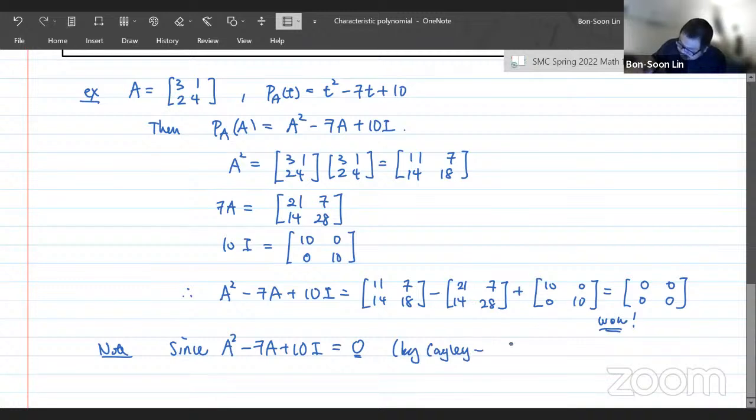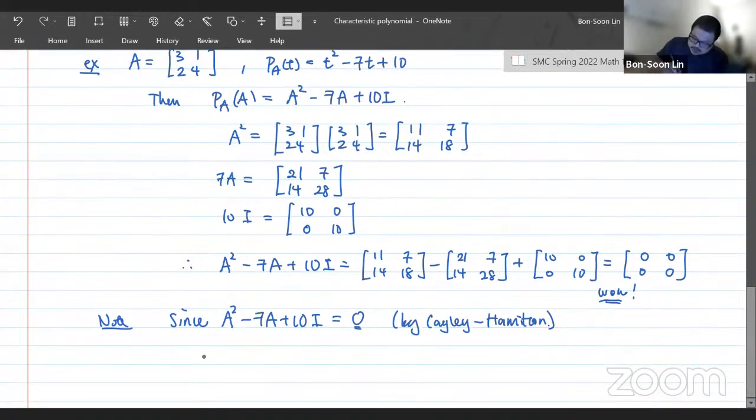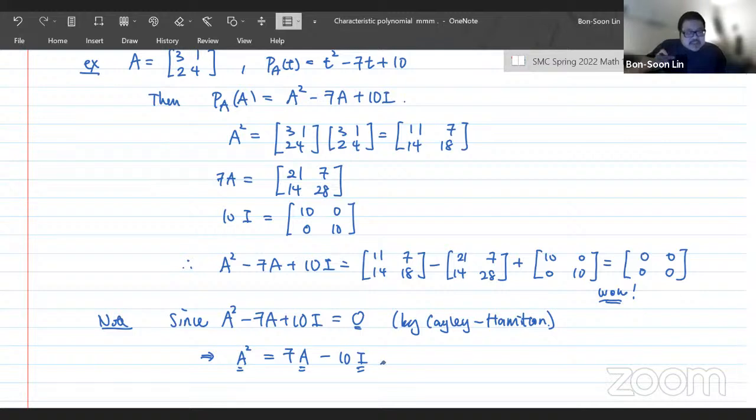Of course, we also calculated it, but we didn't need to do that, right? We know it's true by Cayley-Hamilton. This implies that we can write A squared is equal to 7 times A minus 10I. Now let's stare at this for a moment. What is the significance of this expression? That A squared is 7A minus 10I. A squared is a number times A plus a number times I.